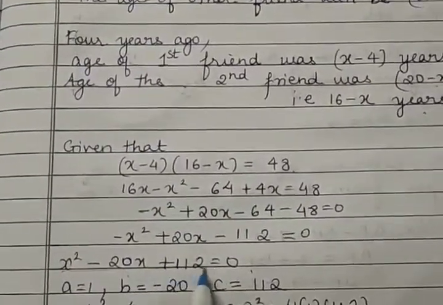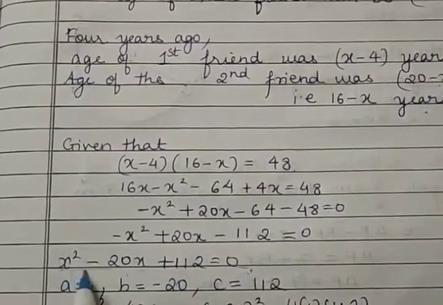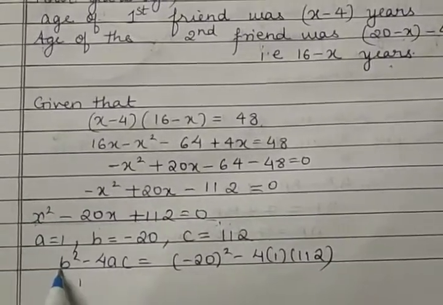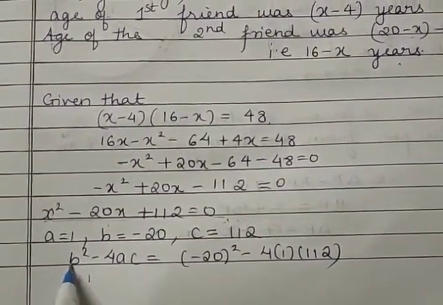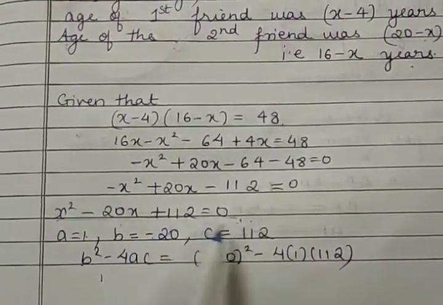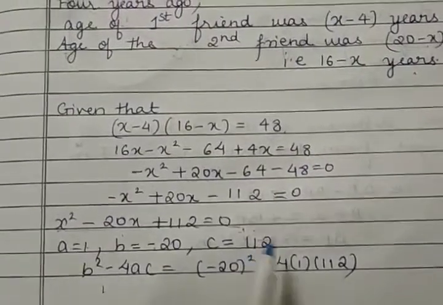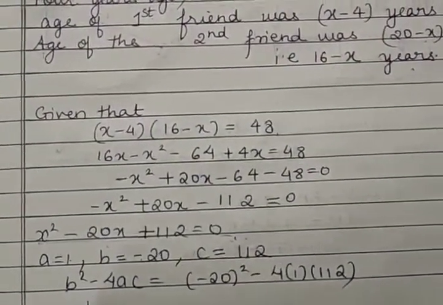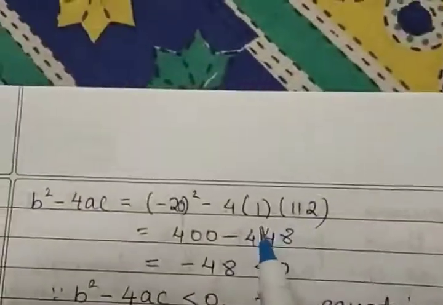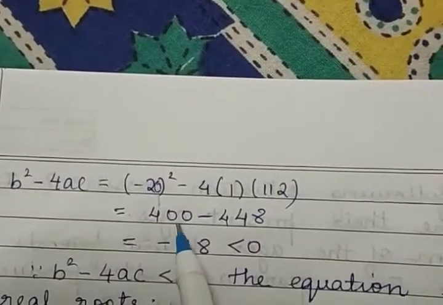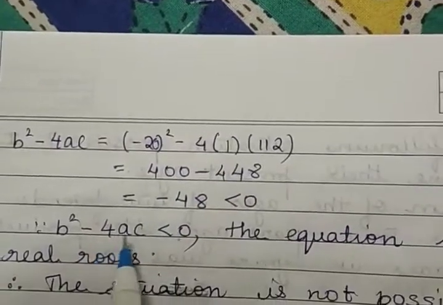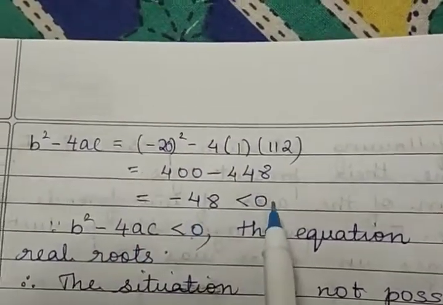Now first, as I told you, you have to form the equation. Now you have got the equation. Now you have to find the discriminant, correct? What is the discriminant given by? b square minus 4ac. So what is a here? a is 1, b is minus 20 and c is 112. So let us substitute here. So when I substitute, I get this, and you see you get minus 48 upon solving. Now you can see b square minus 4ac is minus 48, which is less than 0.